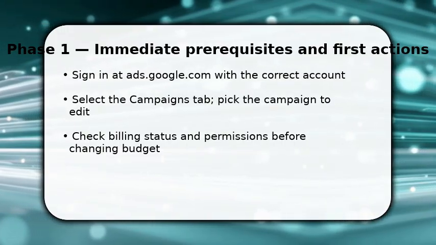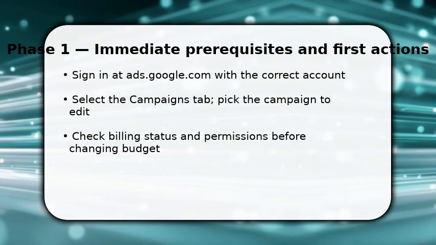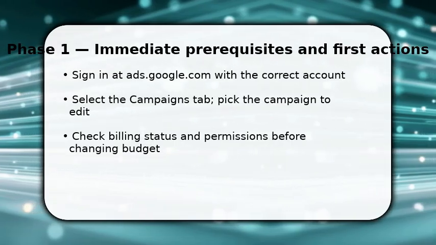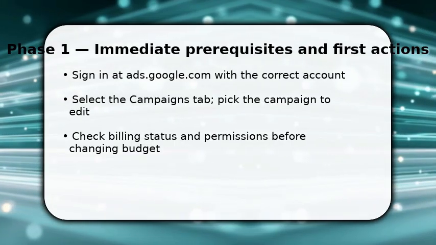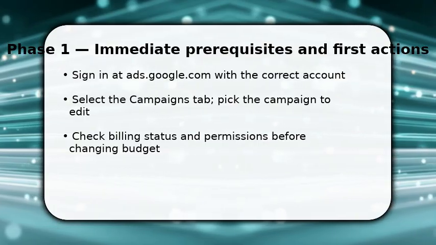Now click the budget cell shown in the campaign table. This reveals the budget editor. Make sure to note the current daily amount so you can compare performance after changes.